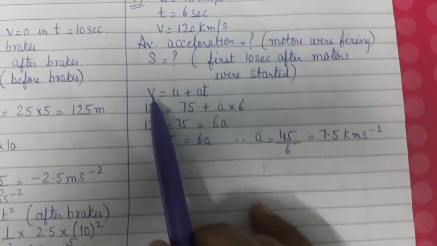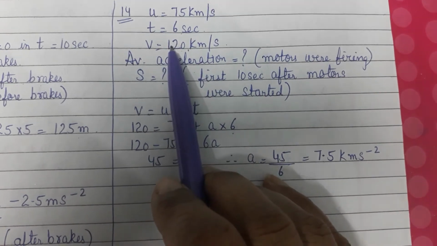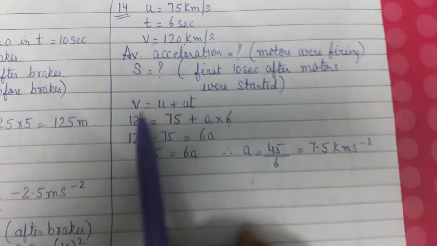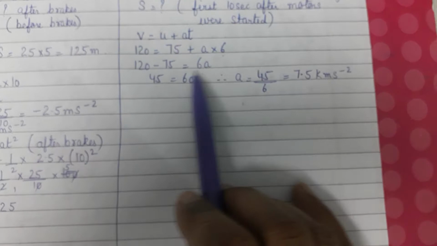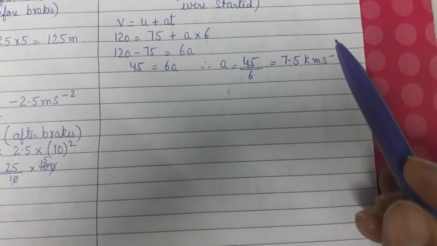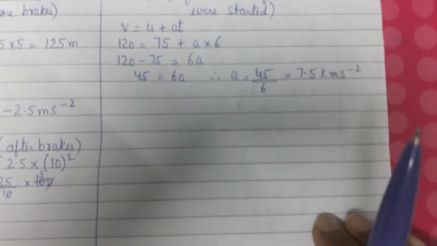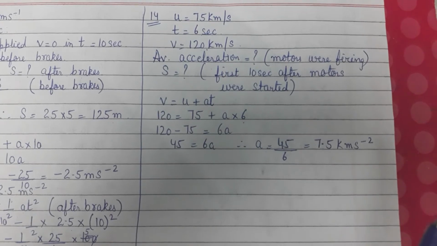We will use the formula V is equal to U plus at. The value of U and V we know, and t also we know. Okay, so I simply substitute the values and I easily get my answer of acceleration to be 7.5 kilometers per second square. So this is numerical number 14.